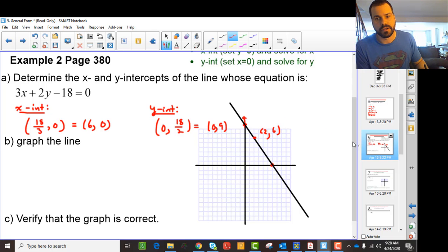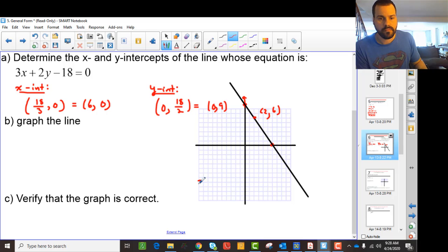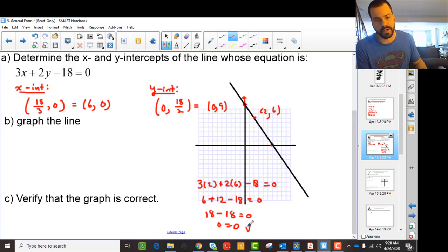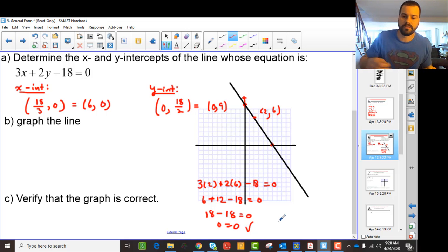To verify, I'm just going to go 3 times 2 plus 2 times 6 minus 18 should equal 0. That's what we're saying. So we have 6 plus 12 minus 18 equals 0. And I get 18 minus 18 is equal to 0. So that means 0 equals 0. And I say, yep, that is correct. So I can verify that my graph is indeed right.